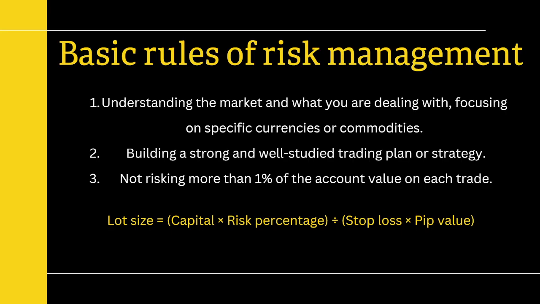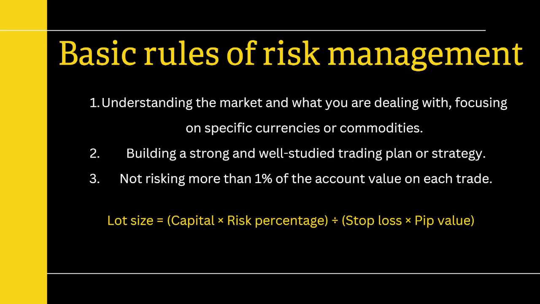The third thing, and one of the most important things in risk management, is not risking more than 1% of the account value on each trade. What does this mean? It means that, for example, if I have a trading account with $100 that I want to trade with, I only risk $1 per trade. And yes, I know this may seem like nothing, but you need to implement this rule in your trading strategy if you want to succeed.